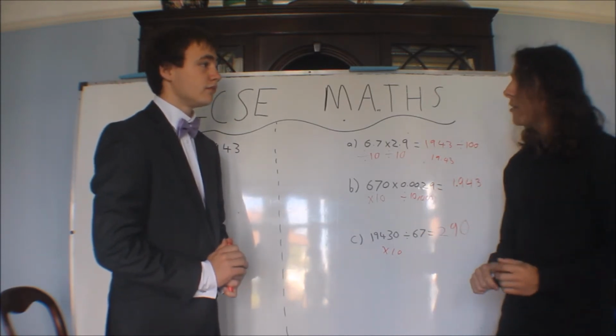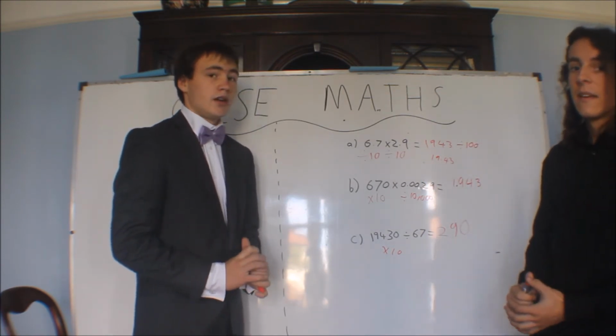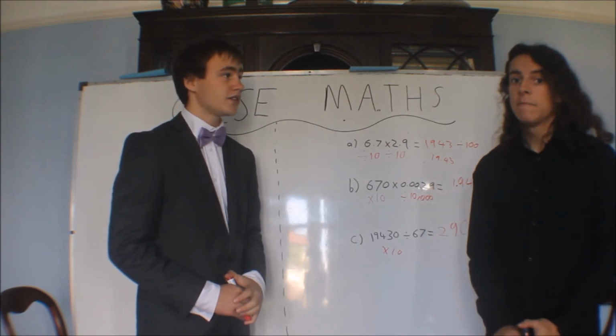And that's about as hard as it gets, really. It's quite an easy part of the paper, but it is non-calculator, so you have to use that. It's all really about counting your zeros and looking carefully at what's going on. And that's decimals for you.